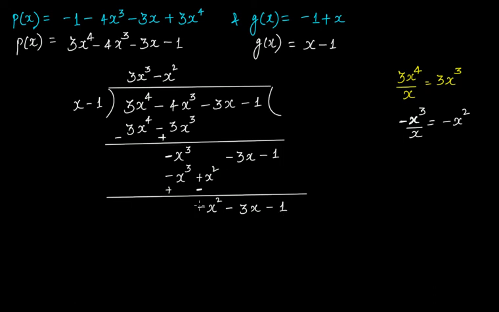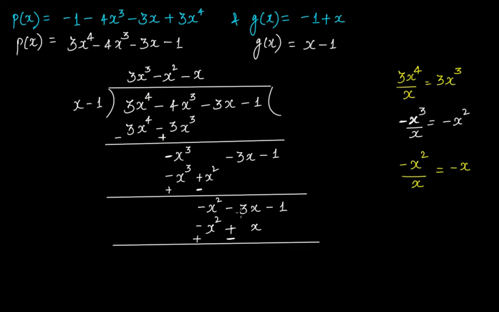The first term is minus x squared, and the first term of the divisor is x, so you get minus x. It means that the third term of the quotient will be minus x. Minus x multiplied by x is minus x squared, minus x multiplied by minus 1 will be plus x. So this is plus x. Now this becomes plus, this becomes minus because we will subtract.